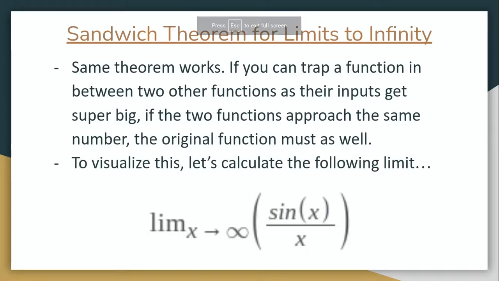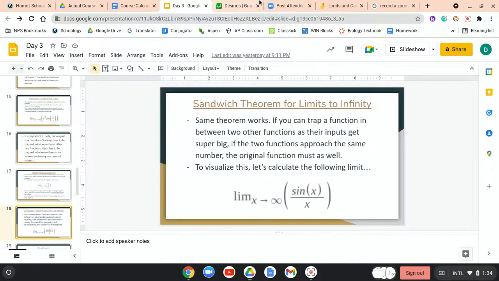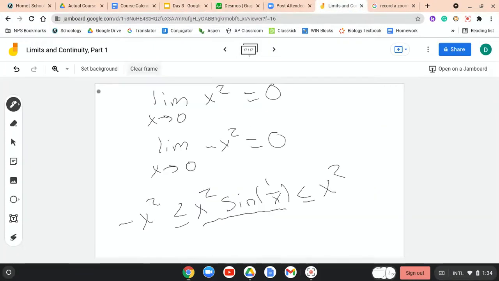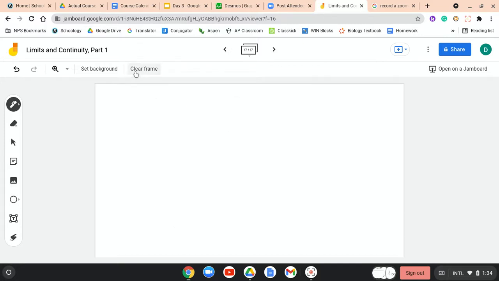All right, the sandwich theorem for limits at infinity still works, and it's just the same premise. If you can trap a function in between two other functions as their inputs get super big, if the two other functions approach the same number, the original function must as well. It's the same kind of logic. For example, I can show. I'll explain the sandwich theorem by yet again doing another example.